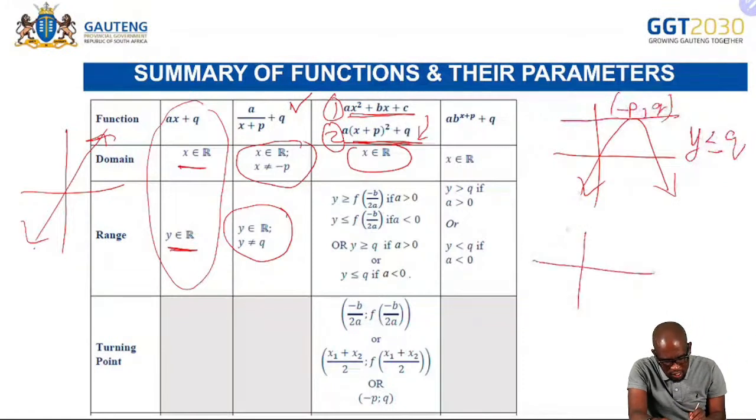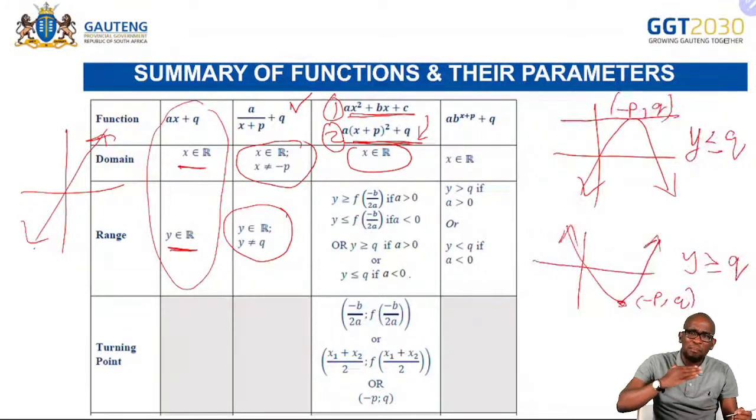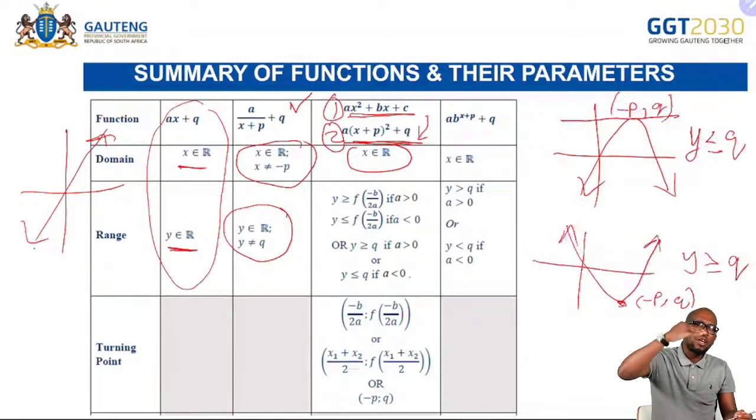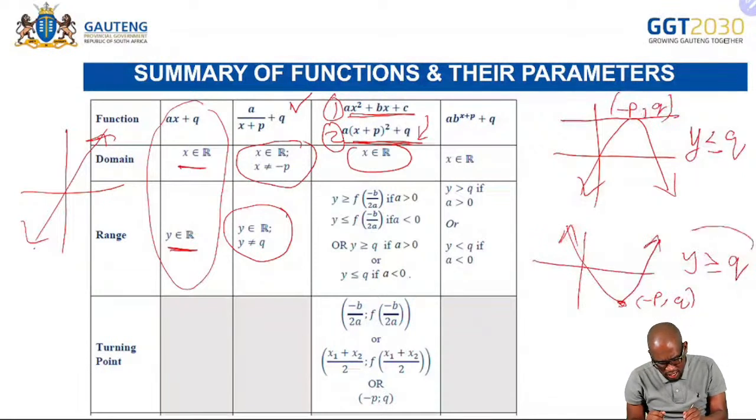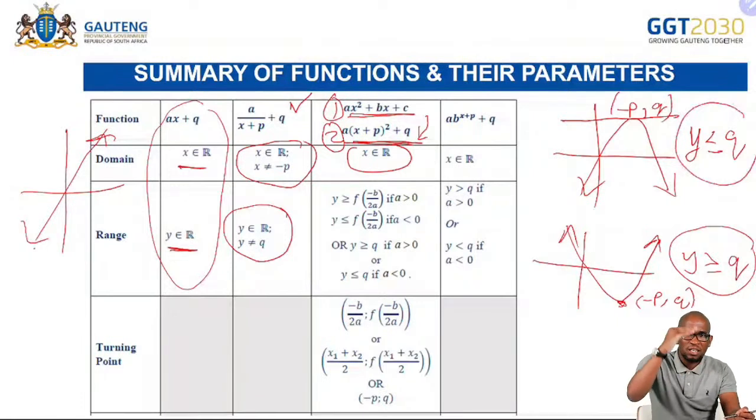But if it's a concave up function, then it will take all values that are above. This is minus p and q. Y would be greater than or equal to q. If it's concave up, the function is defined at the turning point and above. Here it is defined at the turning point and below. Remember, the y value of the turning point is included there. So it is at the turning point and below if it's concave down, and at the turning point and above if it's concave up, right?